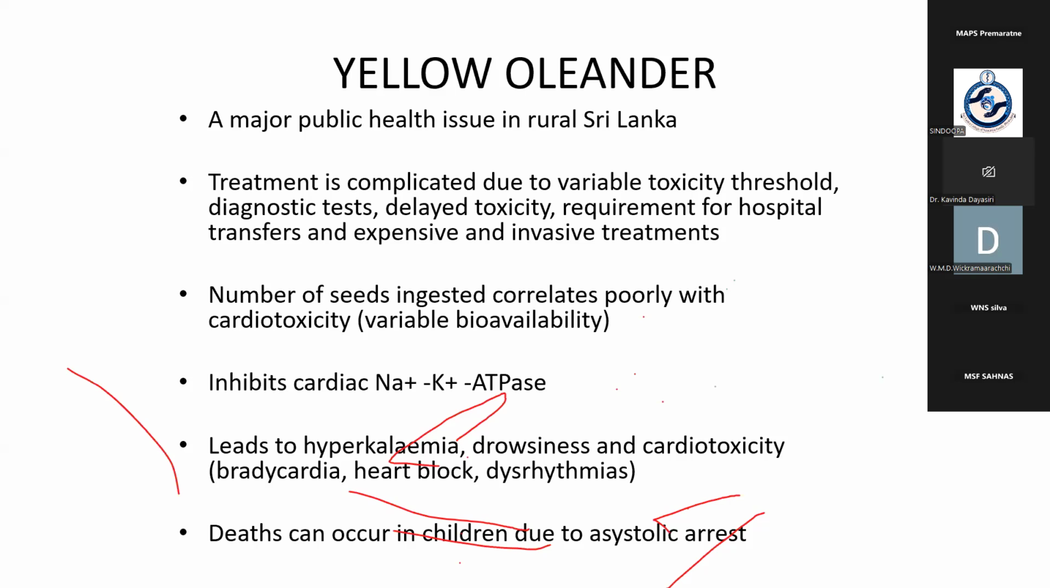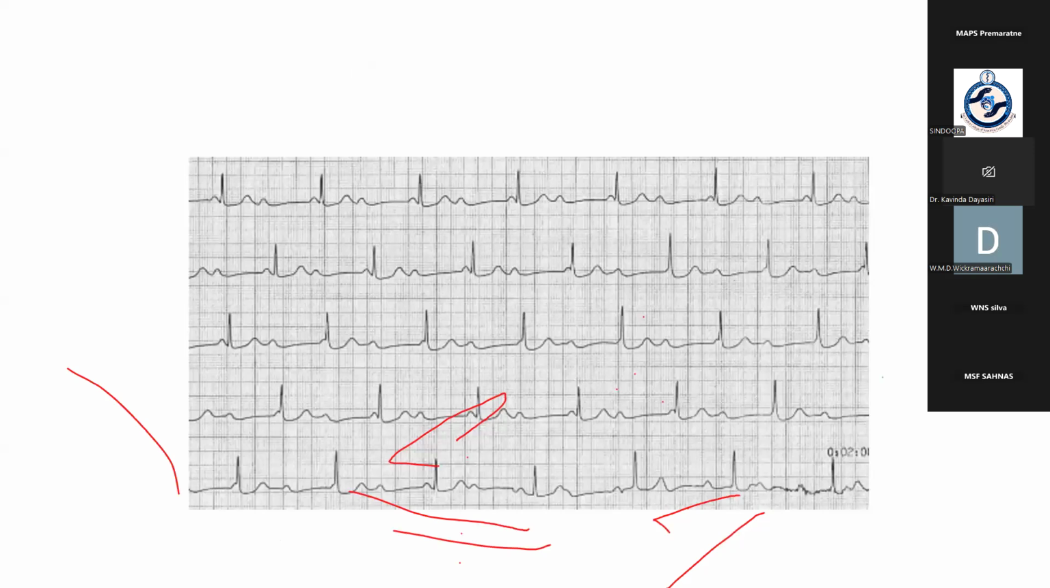How it causes toxicity is by inhibiting the cardiac sodium potassium ATPase. With that, there is intracellular accumulation of calcium. Therefore, we have to avoid calcium in the treatment. We may have to correct the electrolyte imbalances, and we will have to correct the cardiac dysrhythmias. Common ones include bradyarrhythmias and heart blocks. It's very much essential to monitor these children for at least 48 hours, the symptomatic children, with regular ECGs to look for bradyarrhythmias.